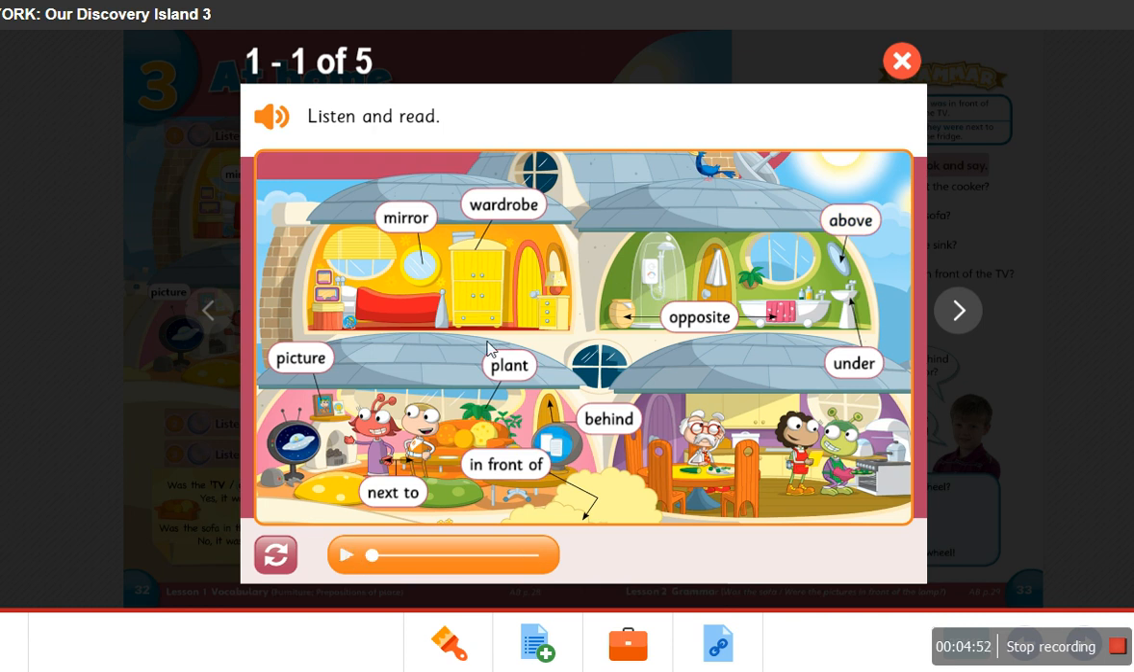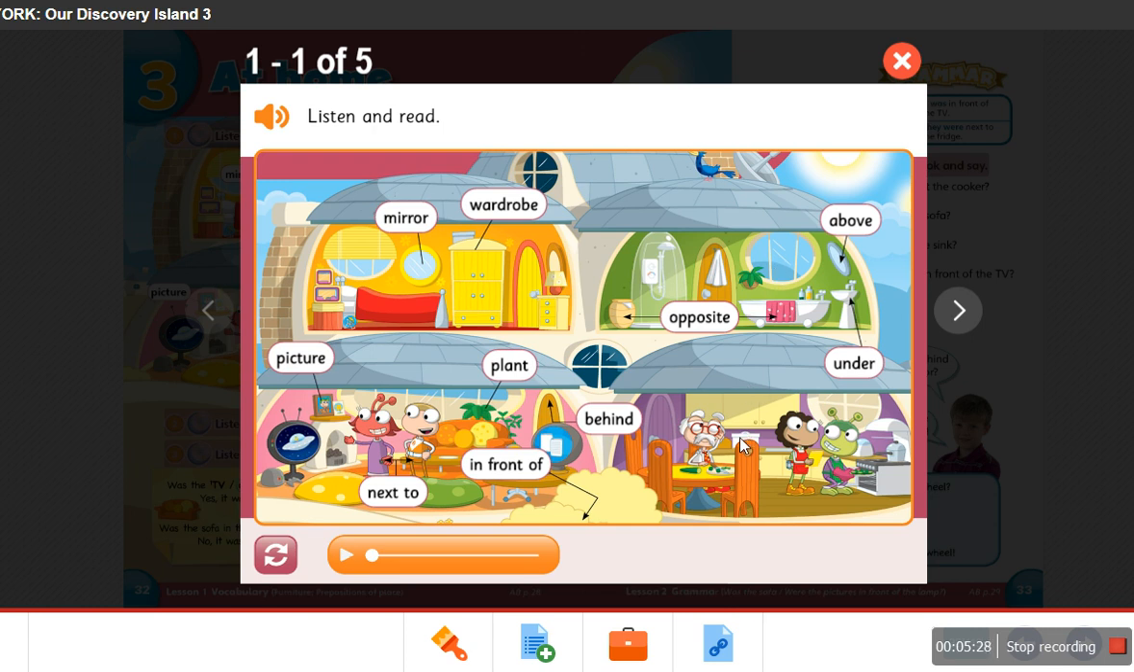Okay, as you can see, we can talk about the new vocabulary related to furniture and the preposition of place. Look at the computer, it's behind the door. Look at the pictures, next to the TV. Look at the wardrobe, it's next to the bed, right? Let's go to the bathroom. As you can see, and I mentioned before, the mirror is above the sink, and consequently, the sink is under the mirror. The bath is under the window.